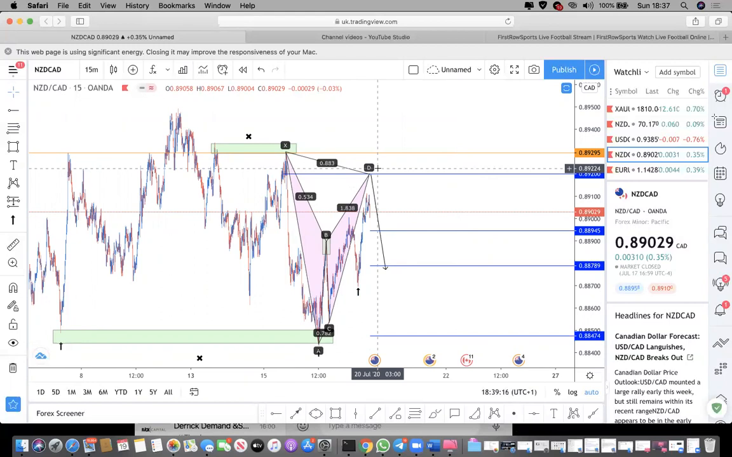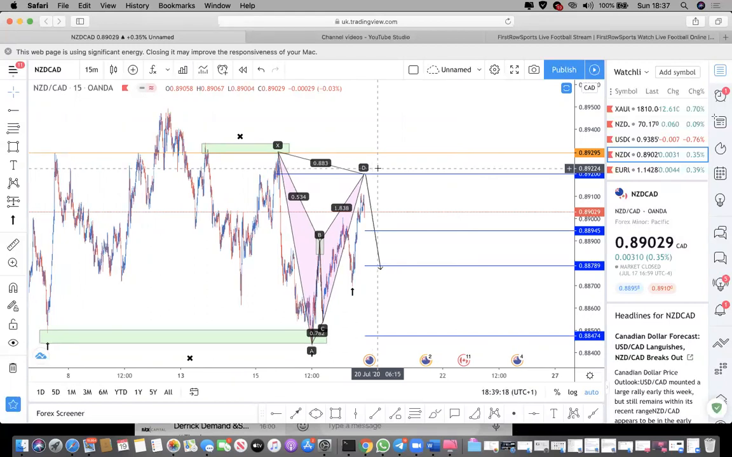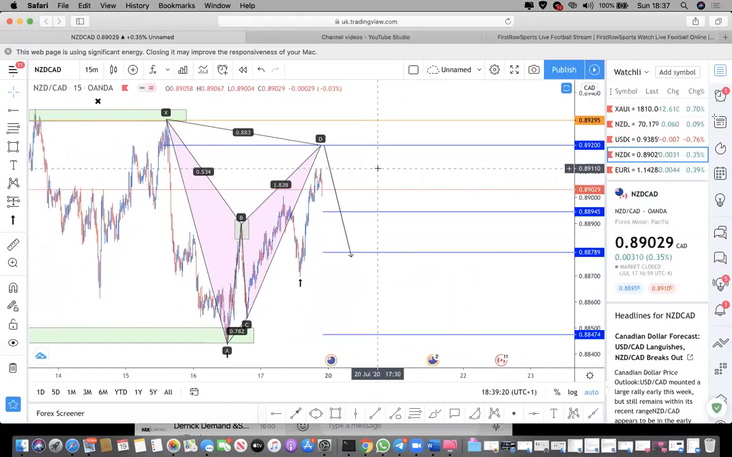XL move to D. All right, yes. Monty, I am going to move my XL to D once price reaches TP1.